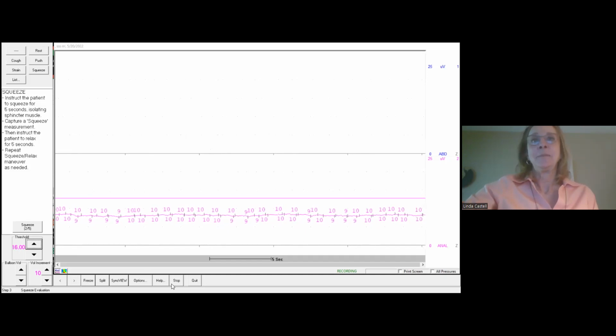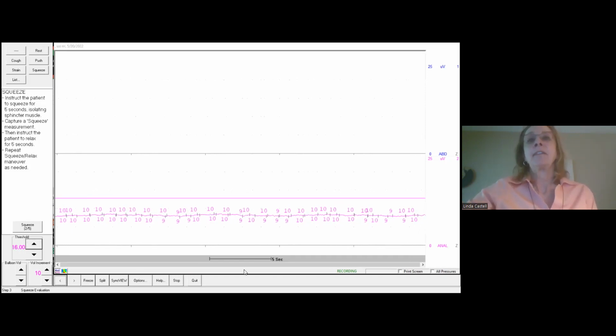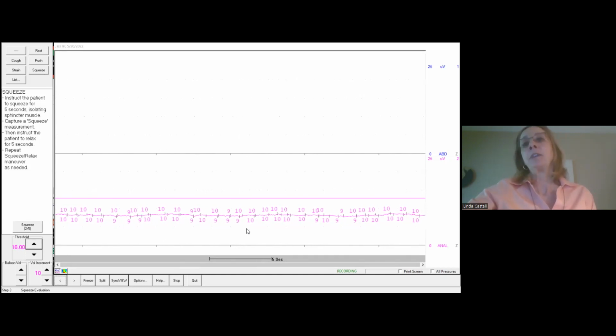Okay, so let me quit out of here. Oh, and you can also, I don't have it on here, but at the end of your study, wherever you took measurements, the computer's going to generate a report telling you what the squeeze activity is, what the abdominal activity is, and then you can use those values from session to session to see if there's improvement.